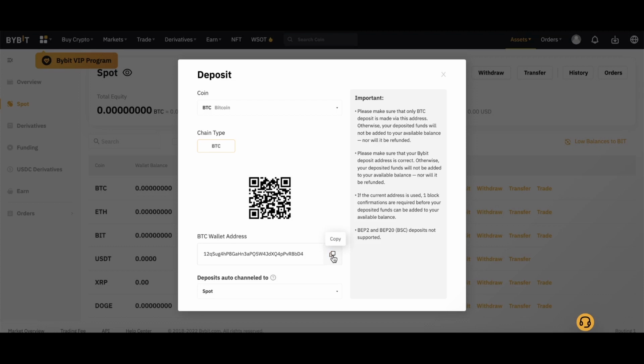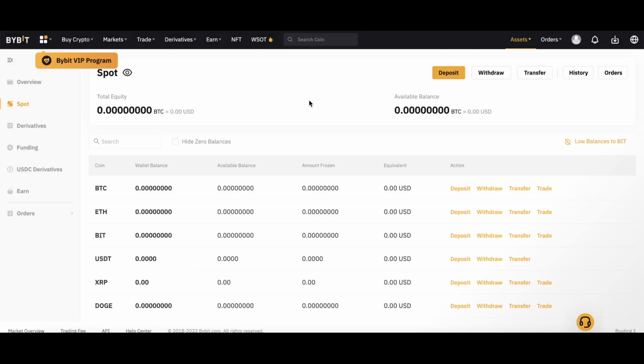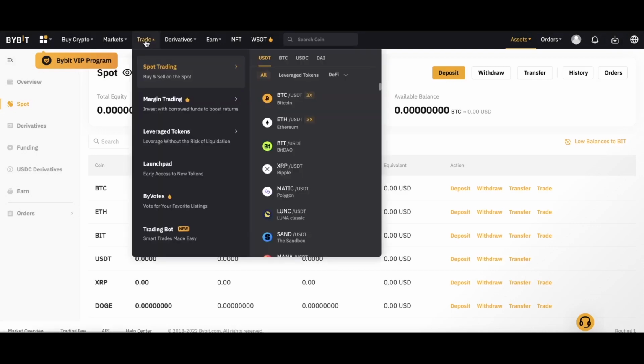You can also trade with this. If you have a deposit here, some trading money, you can go to trade. And here we have some different trading types. You have the spot trading, where you can see you have a leverage from 3x.